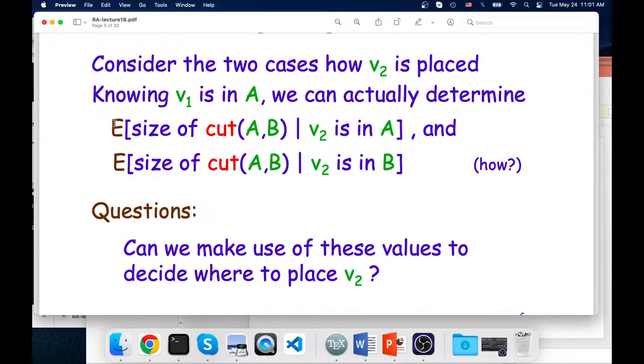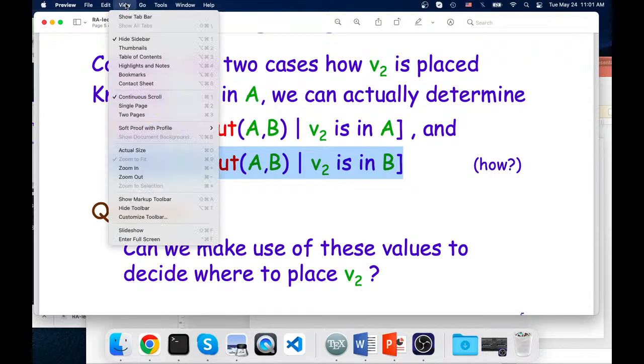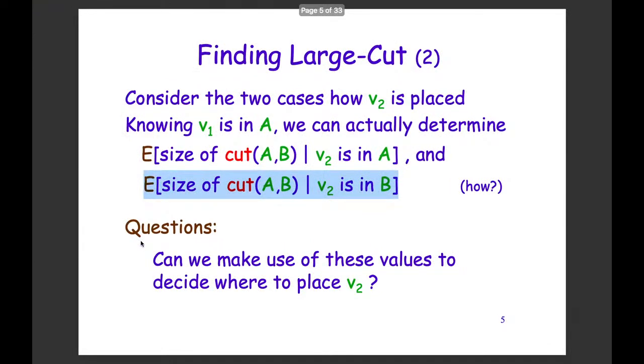So in that case, we can compute the expected value of the size of the cut given V2 is in A. And similarly, we can compute the size of the cut given that V2 is in B. These are very simple. We can compute them in polynomial time. Just check how many edges are known, and then for all the unknown edges, whether they may still be in the cut or not, each one of them has half a chance. But for all the known edges, it is either 0 or 1. So we can compute these two expected values.